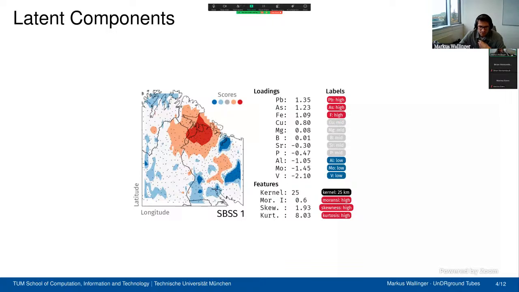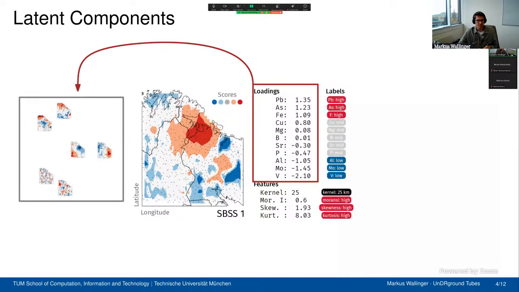On the left, you see a divergent color map of the chemical contents and the sample locations. But what they are really interested in is this loadings vector. This loadings vector expresses the distribution in the latent component. And if you want to compare it, you need to perform visual cluster analysis. So you want to map it to the two-dimensional space and then figure out which latent components have a similar spatial distribution.